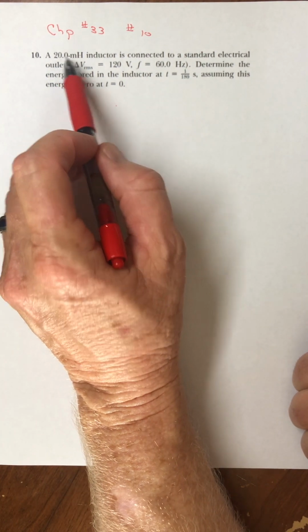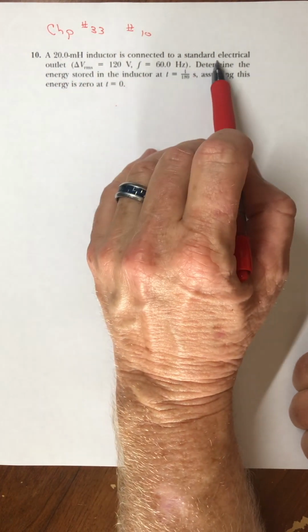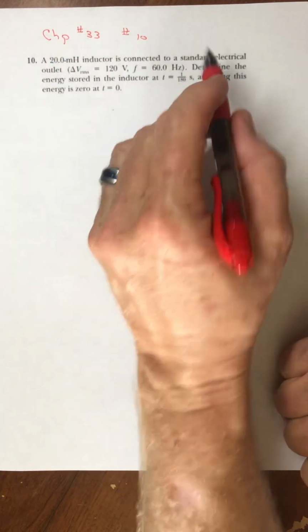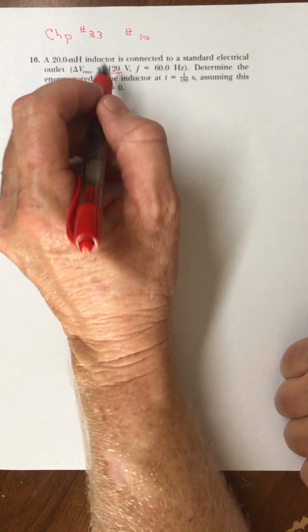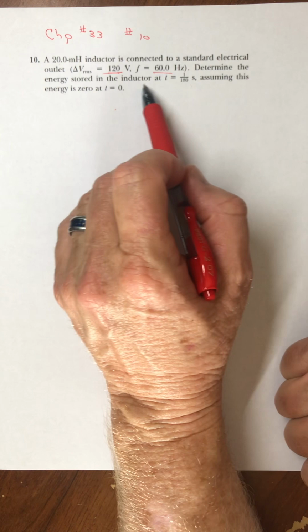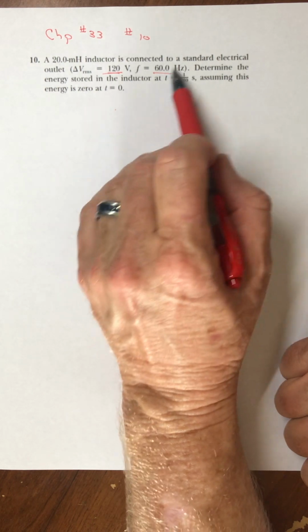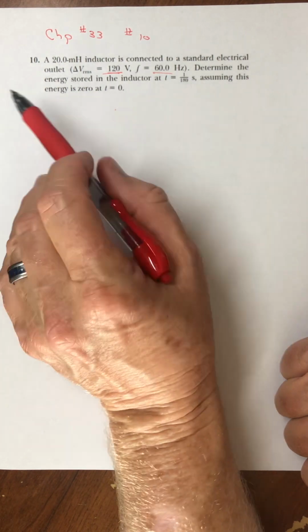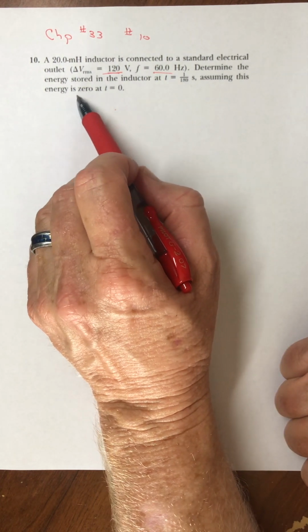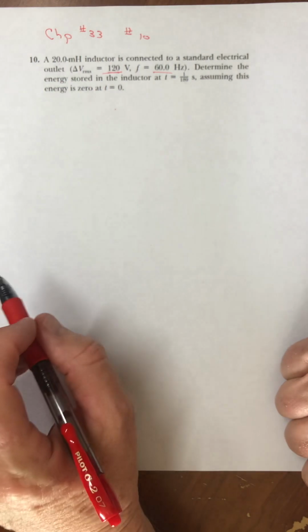It says a 20 millihenry inductor is connected to a standard electrical outlet. And standard North America, so the RMS voltage is 120, the frequency is 60 hertz. It says determine the energy stored in the inductor at a particular time, and this phrase is going to become important, assuming the energy is 0 at time equals 0.